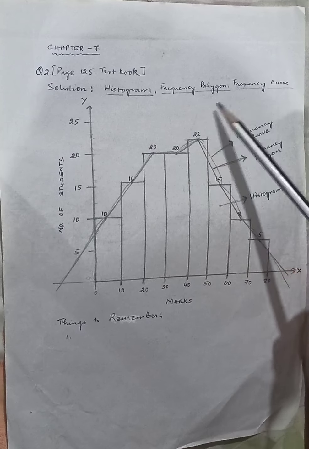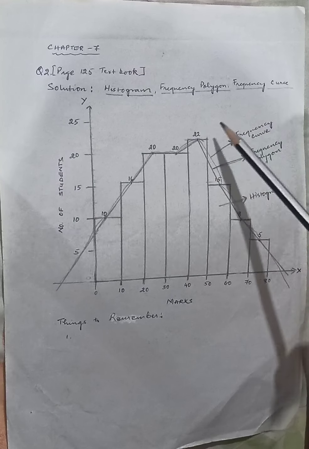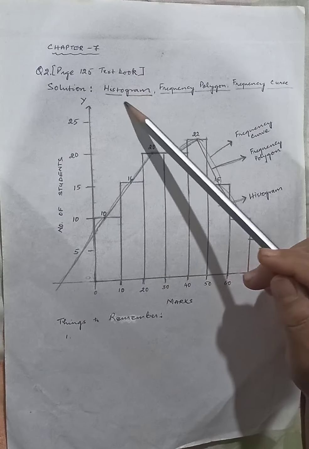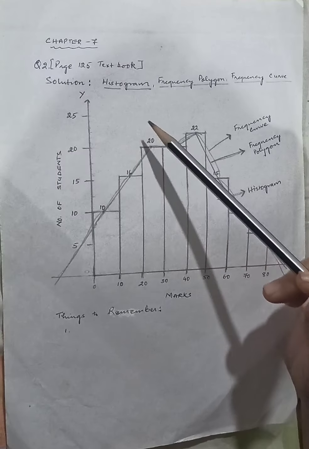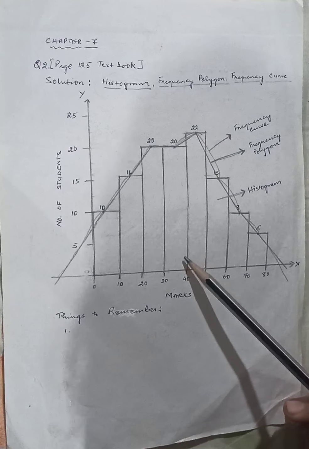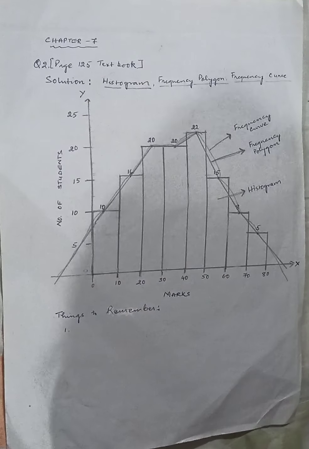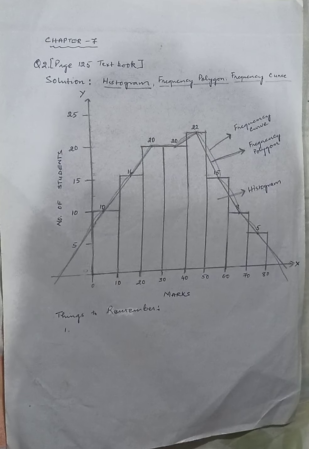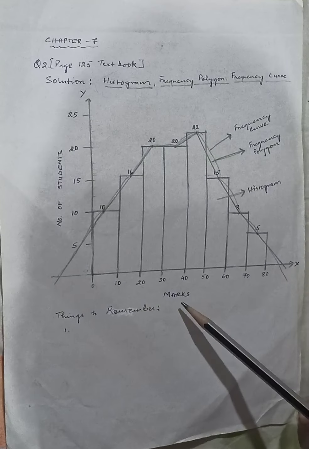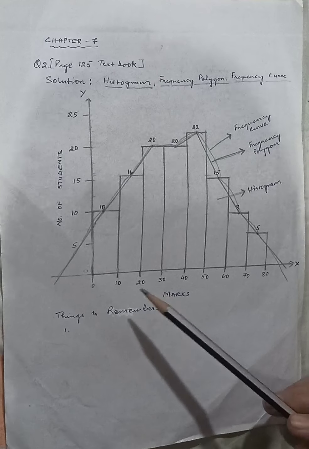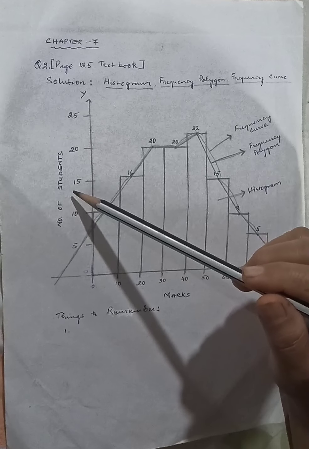So I'm going to club together in one diagram the histogram, frequency polygon, and frequency curve. Okay, we will take our first histogram. We are going to present the histogram of the frequency diagram with the help of the OX axis and OY axis. If you look at the question, you will see that on the OX axis you will have the class interval marks, and on the OY axis you will have the number of students or frequency.